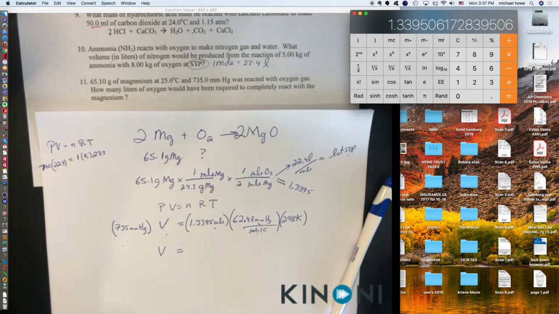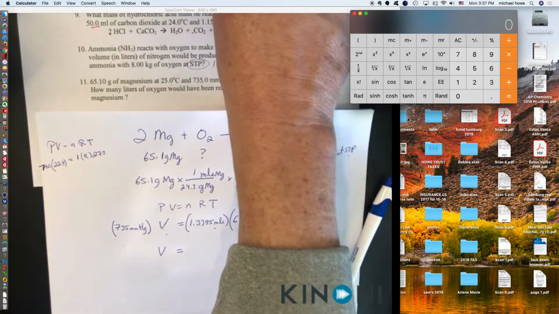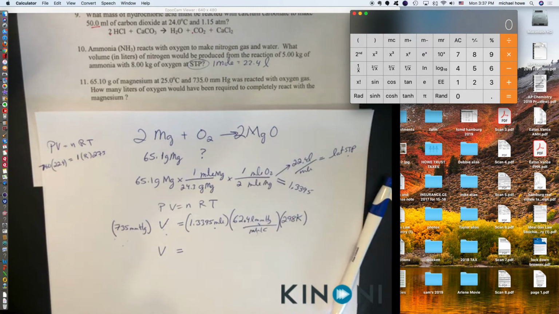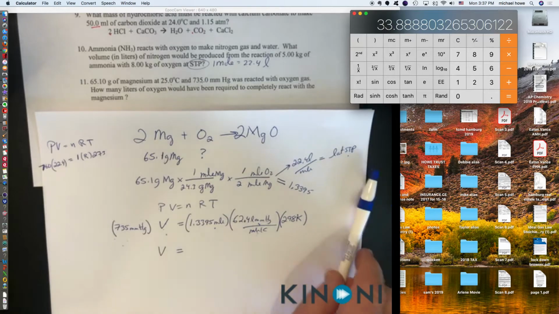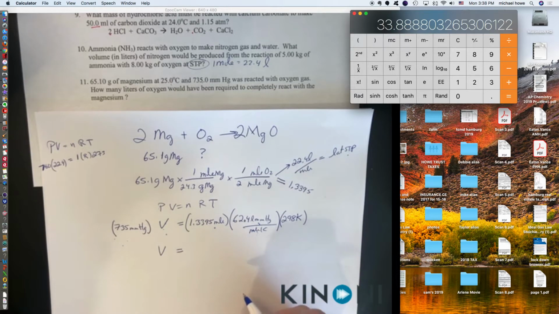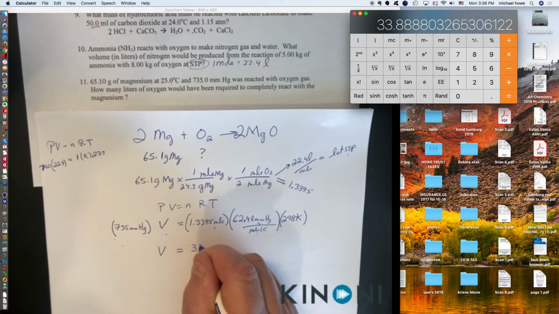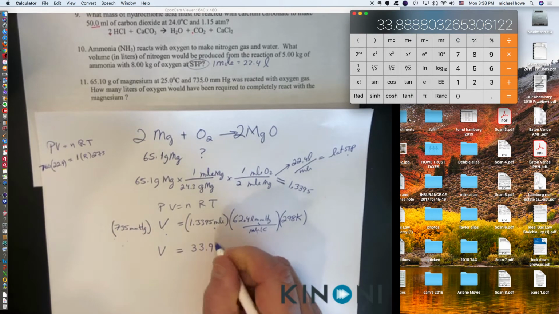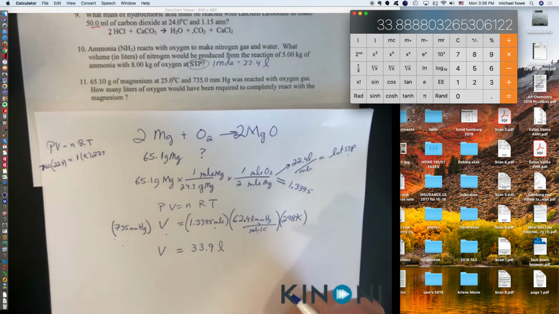So I already have the number of moles. Whoops, didn't hit the wrong button. So we'll just write down what I wrote down here. So 1.3395, going to multiply by 62.4, going to multiply by 298, and I'm going to divide by 735. And I get 33.88. I'm going to round off to three significant figures. So V is equal to 33.9 liters.